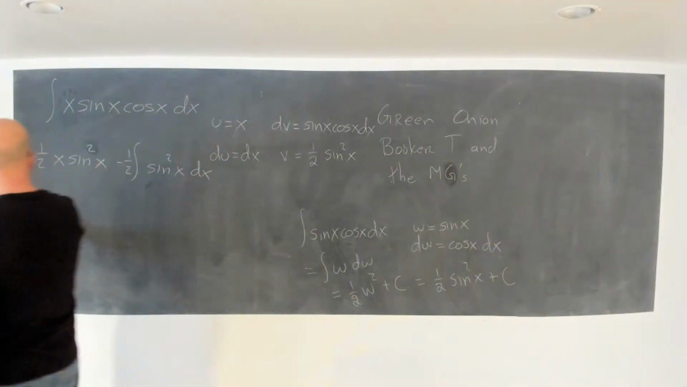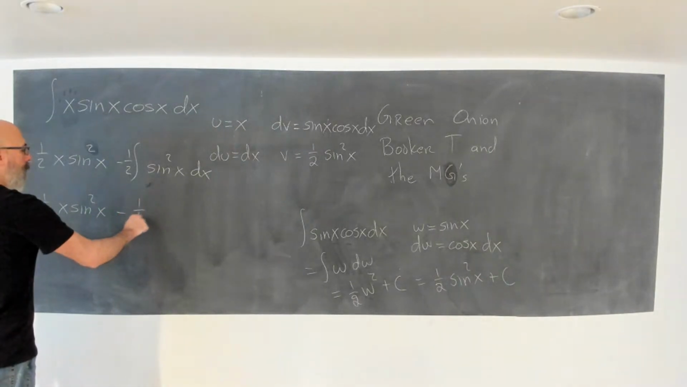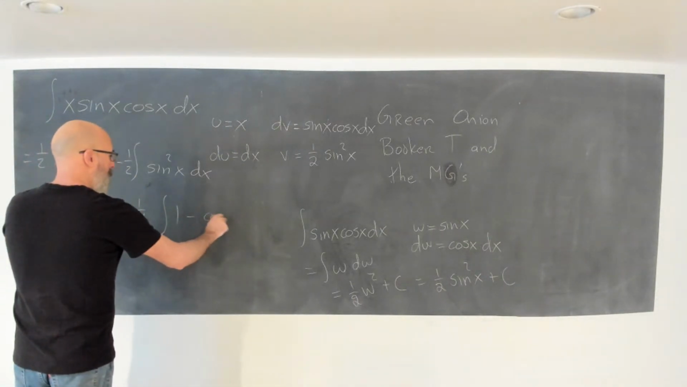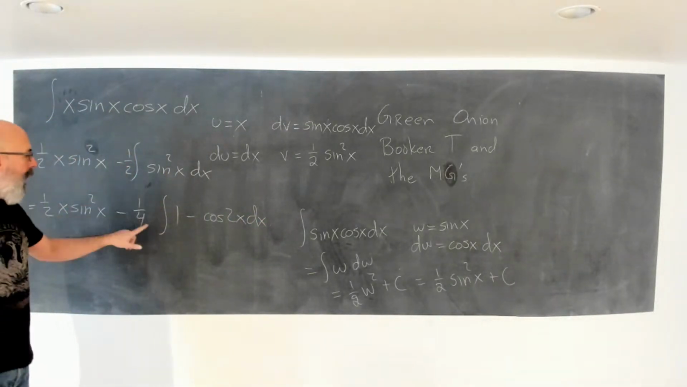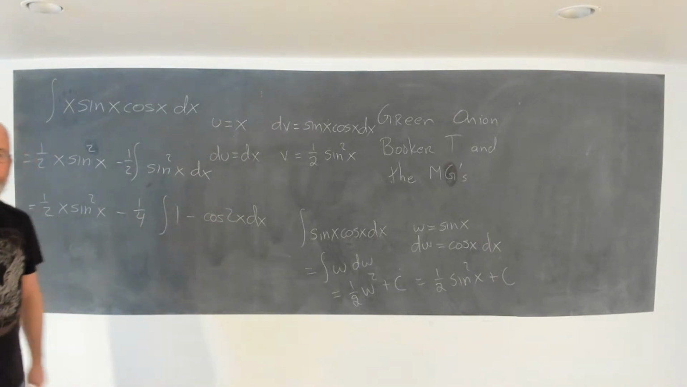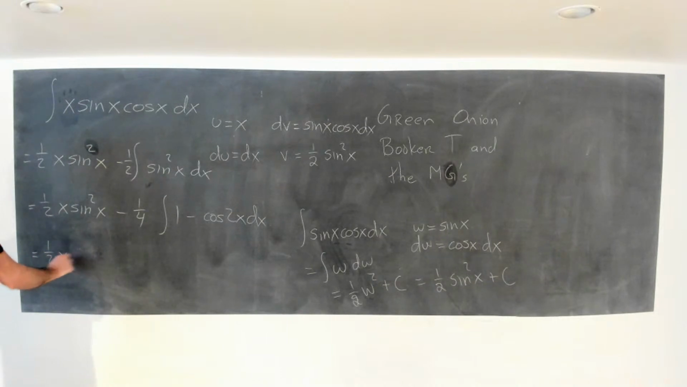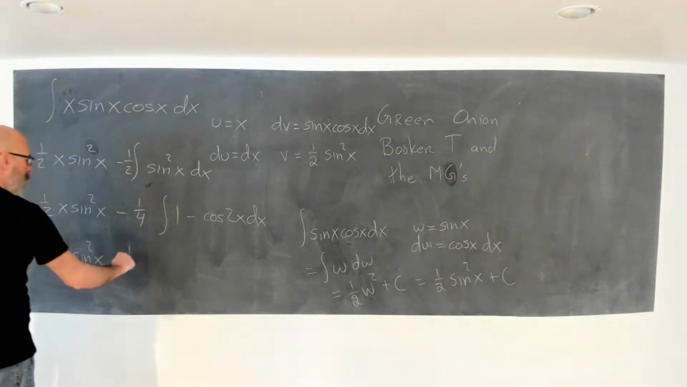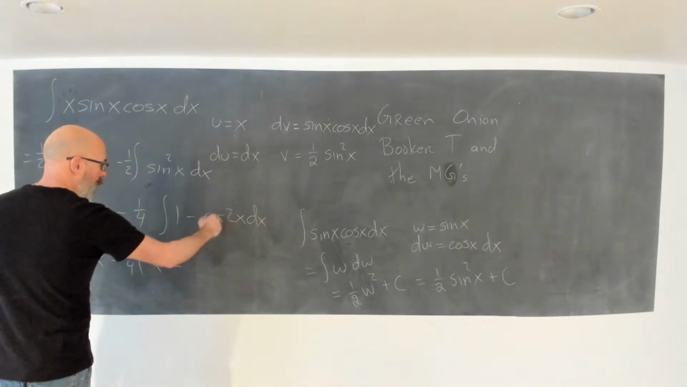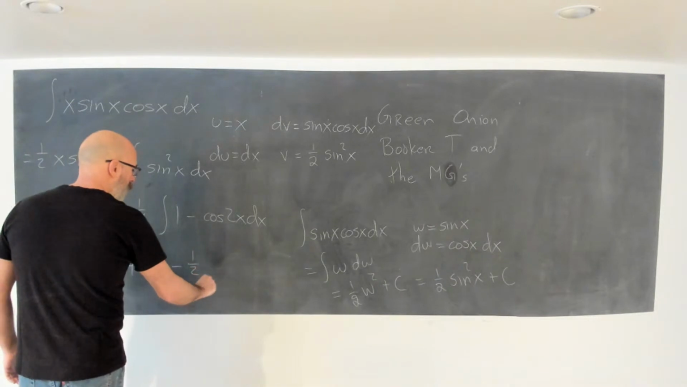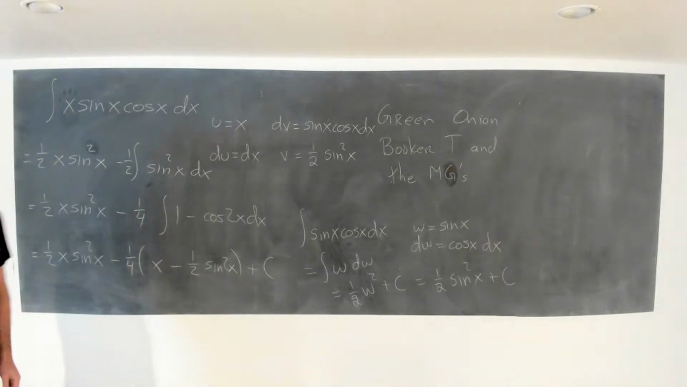All right, we're going to use the half angle identity. Sine squared is 1/2 times 1 minus cosine 2x. Now you can just integrate term by term. Antiderivative of 1, antiderivative of cosine 2x, 1/2 sine 2x, throw in your arbitrary constant, and there you go.